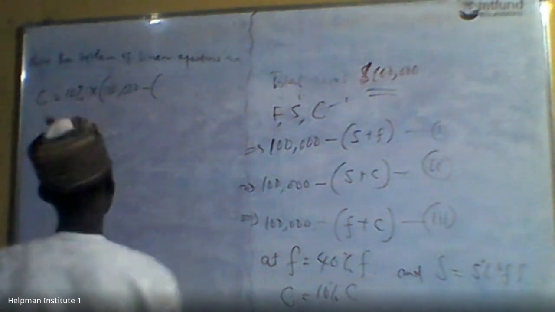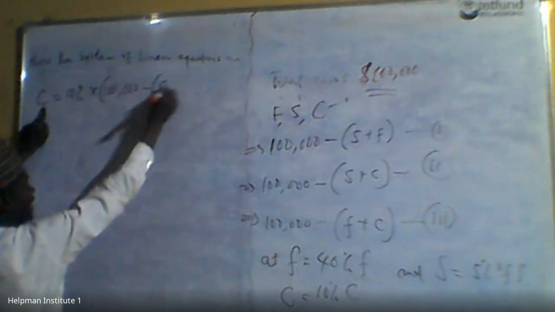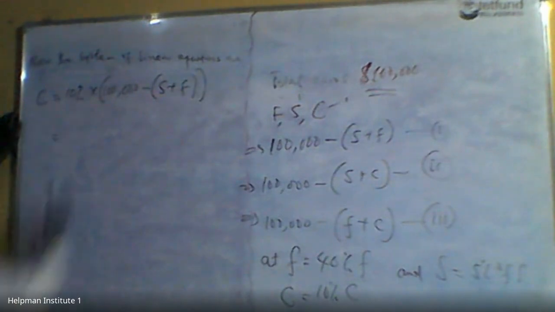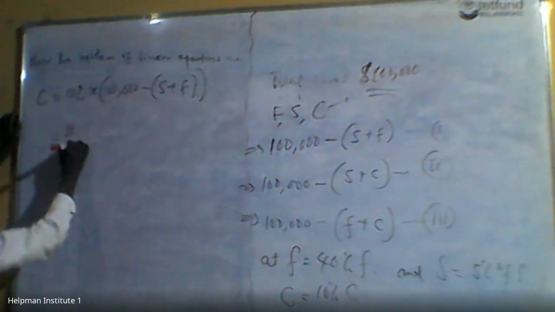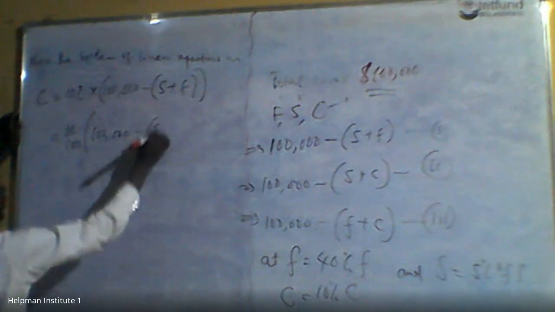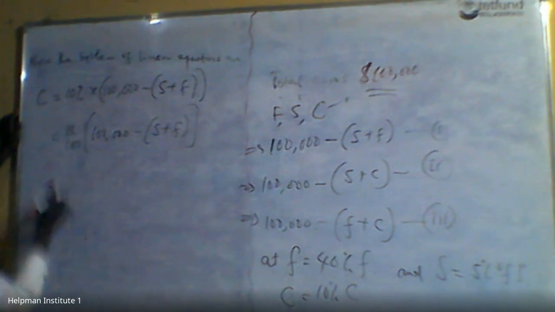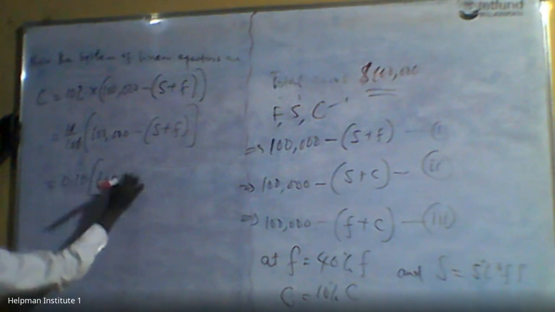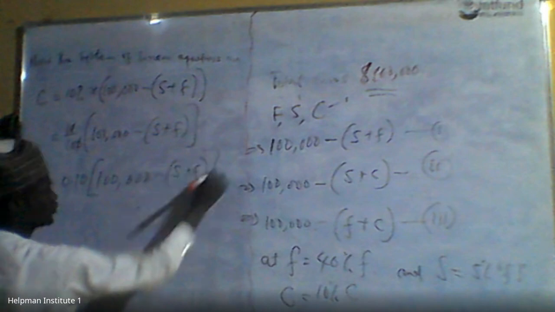Okay, let me continue. So we are computing the charitable contribution, so we land with S plus F. So now our C equals 10% of this result. 10% is 10 over 100 times $100,000 minus the contribution of S plus F. So we manipulate this 10 divided by 100. Let's go with this. We have 0.10 bracket open, $100,000 minus S plus F contribution. So we call this equation 1.